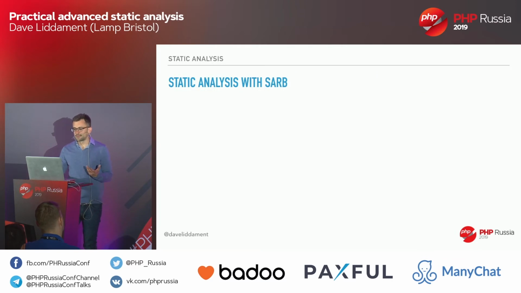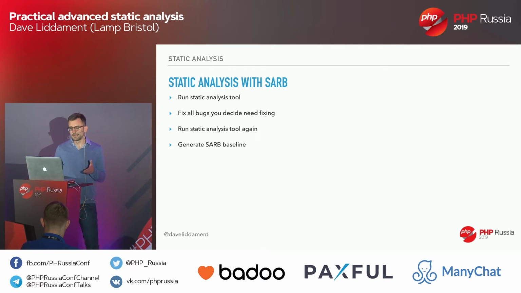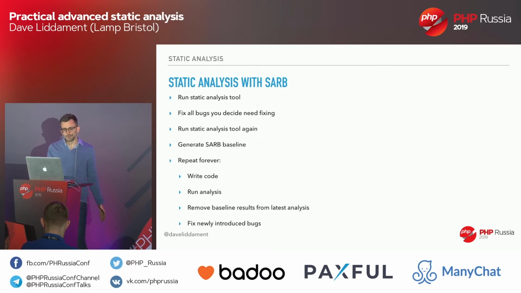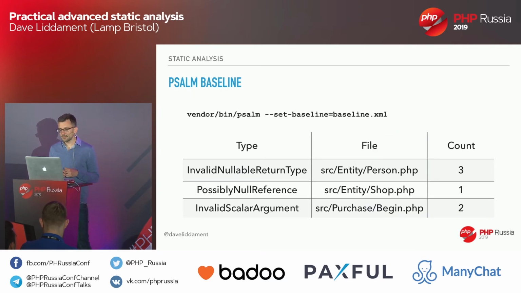So the static analysis with a tool like SARB, we would run our static analysis tool, we'd fix all the bugs we decide need fixing, we would rerun the static analysis tool again, we would create a baseline, and then from that point onwards, we'd repeat forever. We write some code, we run the analysis, we remove the baseline results from the latest analysis, and we fix the newly introduced bugs, and hopefully we'll be happy.